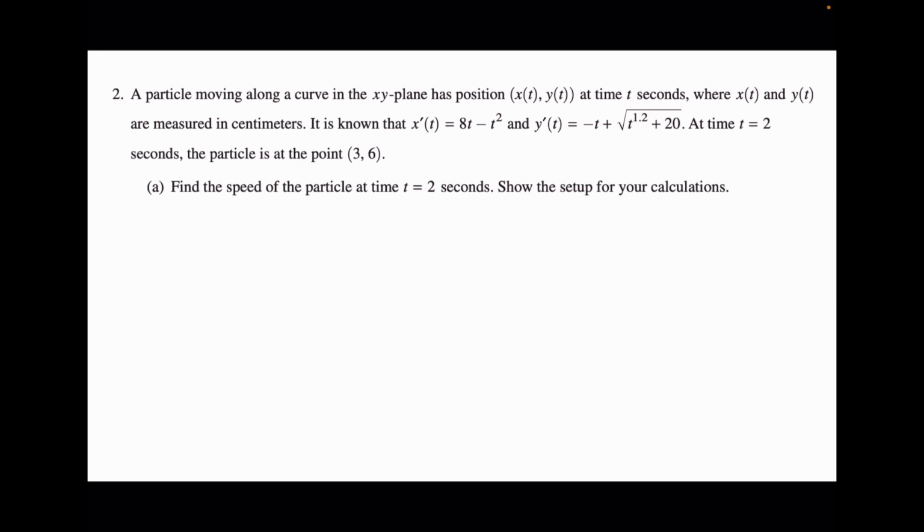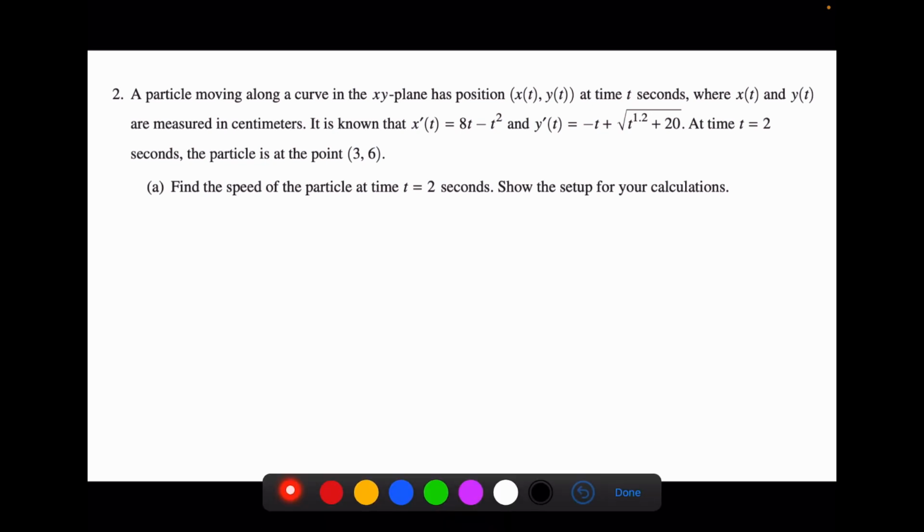A particle moving along a curve in the xy plane has the position vector x of t, y of t at time t seconds, where x of t and y of t are measured in centimeters. It is known that the velocity x prime of t is at minus c squared, and the velocity y prime of t is negative c plus the square root of t raised to the power of 1 plus 2 plus 20. And at time t equals 2 seconds, the particle is at 0.36. So I think this is going to come in handy later in the problem.